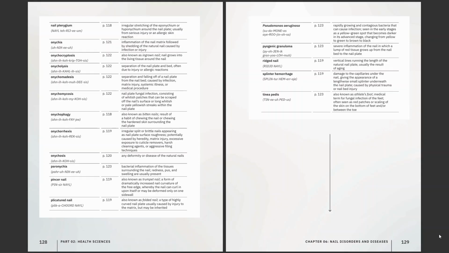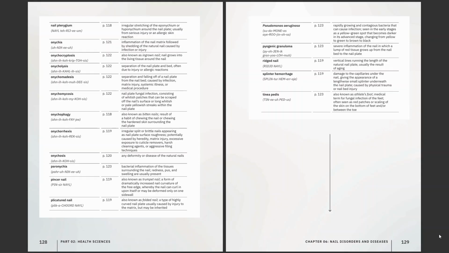Pseudomonas aeruginosa: rapidly growing and contagious bacteria that can cause infection, seen in the early stages as a yellowish green spot that becomes darker in its advanced stage, changing from yellow to green to brown to black.